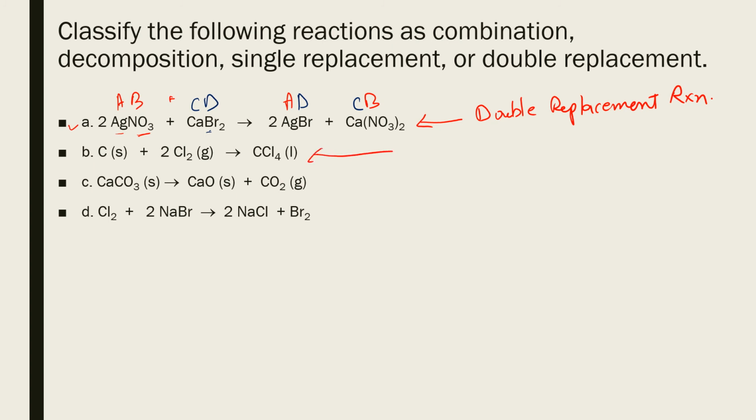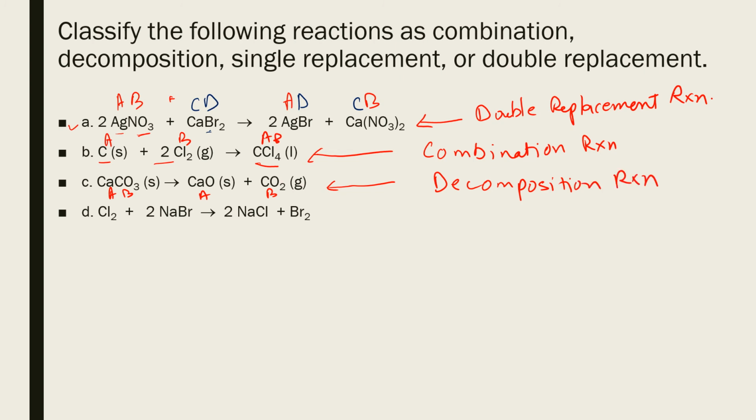In this reaction, two small elements are combining with each other to produce a large molecule, so this reaction is a combination reaction, because it resembles A and B gives AB. The third reaction is, in this case, AB splitting into A and B, so this is a decomposition reaction.